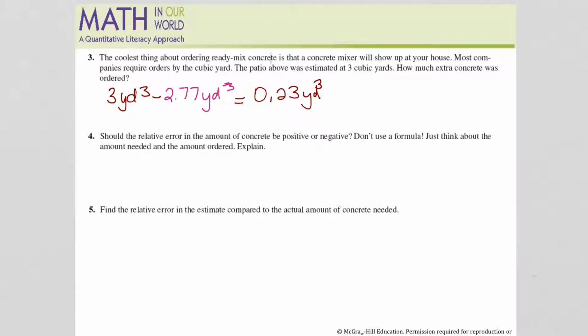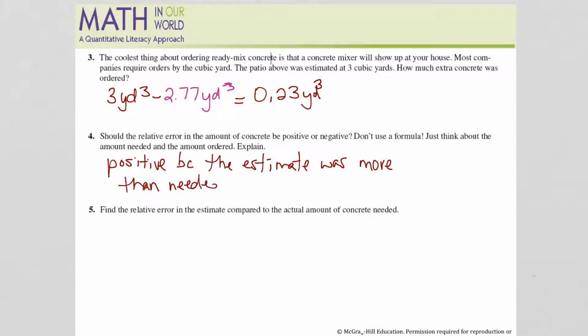Should the relative error in the amount of concrete be positive or negative? Yes, it's positive. We just found it. It is positive because the estimate was more than needed. So you come up with a positive difference.